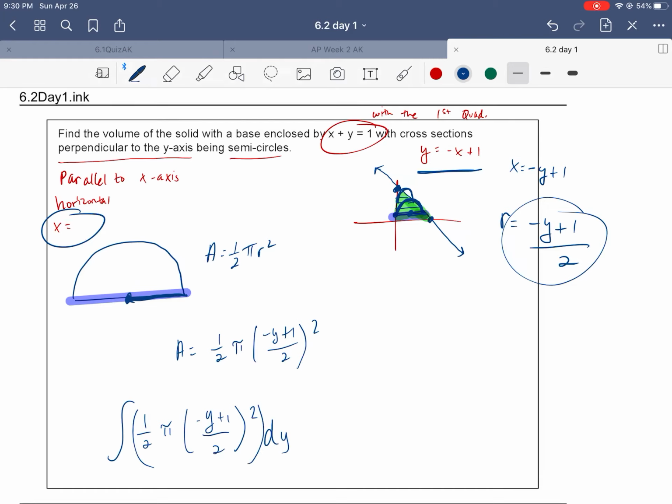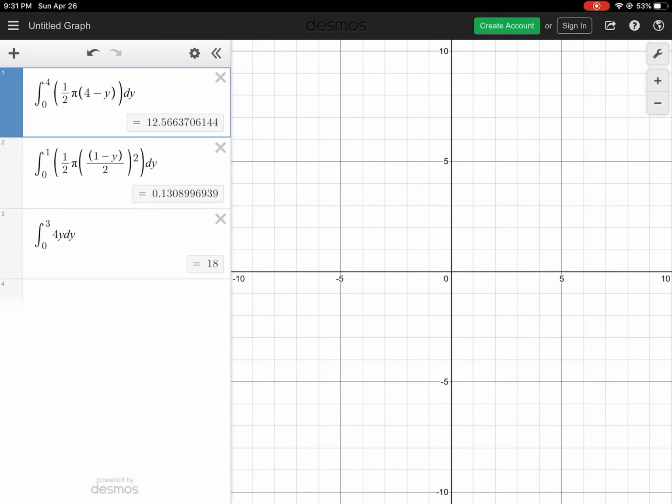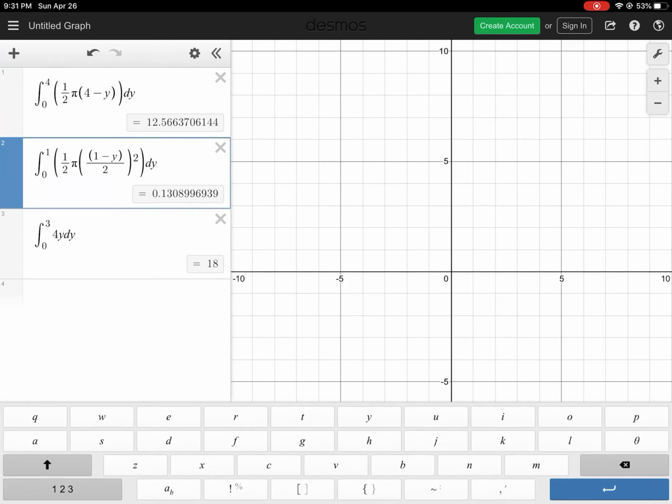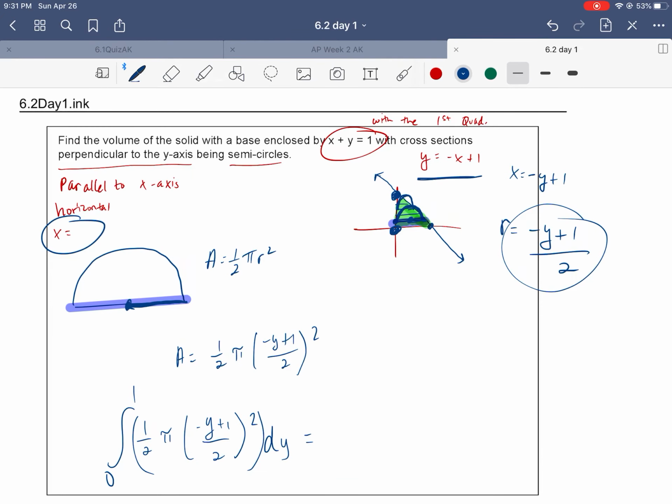Okay, be careful with your parentheses. And again, final step, limits of integration. I have y's inside of there, so my lowest value and my highest value on the y-axis, 0 until 1. So my second one here gives me an answer of 0.13. Units cubed.